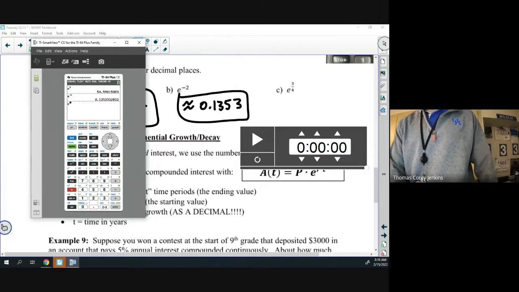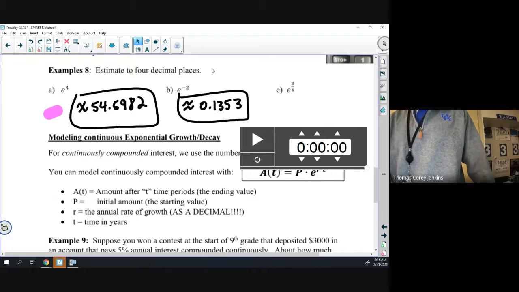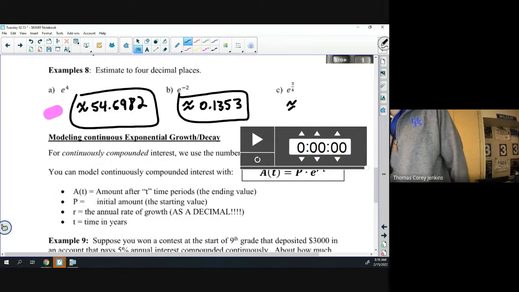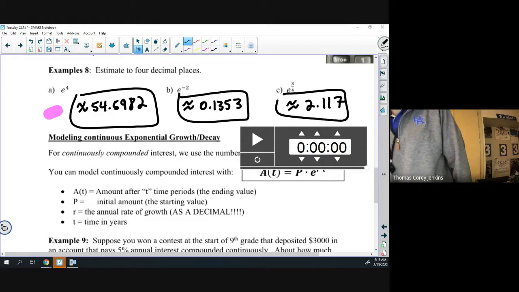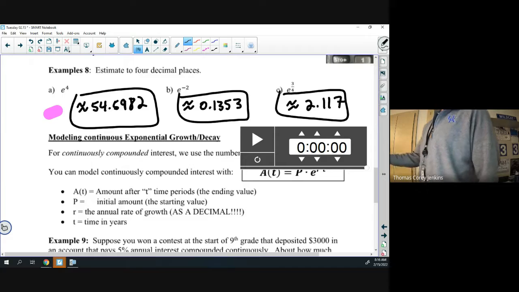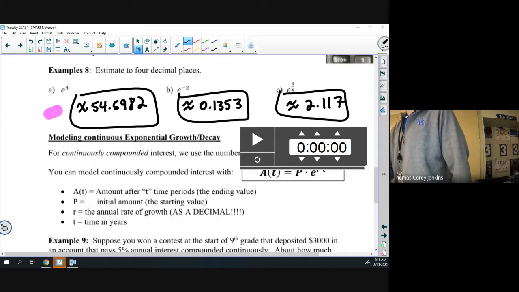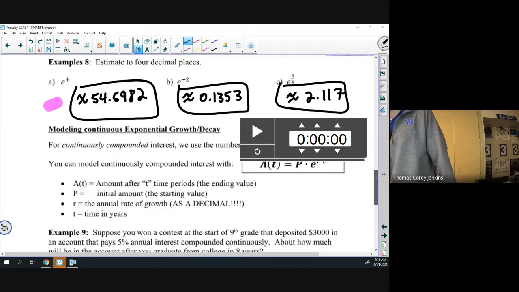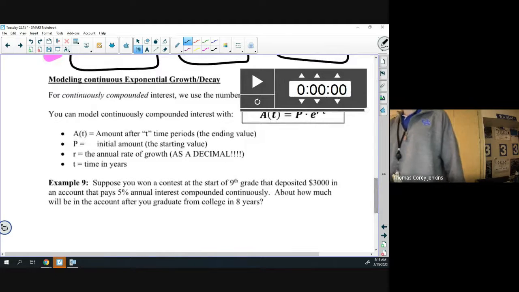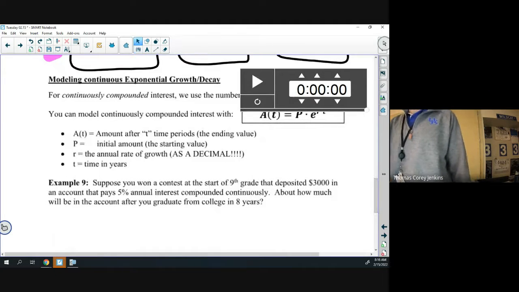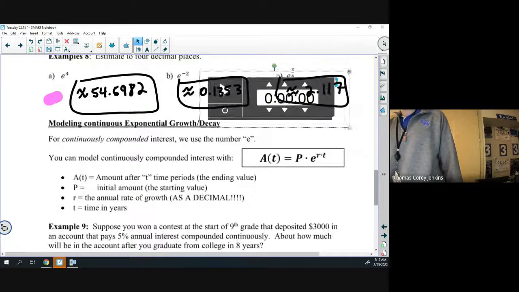or e to the 0.75, either way, is going to be 2.117. All right, so anybody have any questions on using the base e? Just find it on your calculator. Everybody got that? I'm sure it's on Desmos too somewhere, but I couldn't tell you exactly where. Probably under functions. If anybody finds that, you can just let us know.